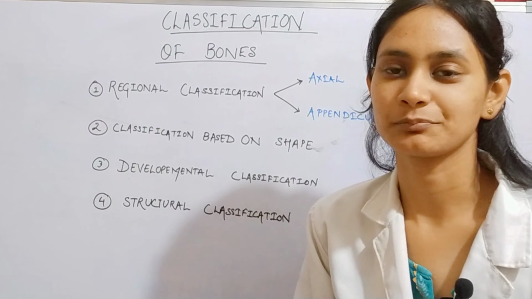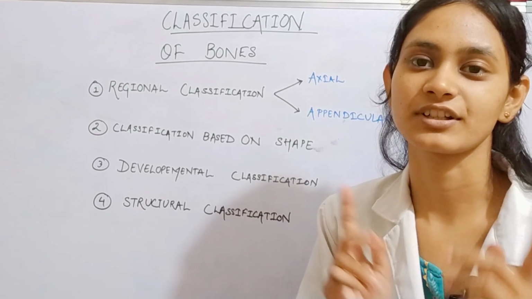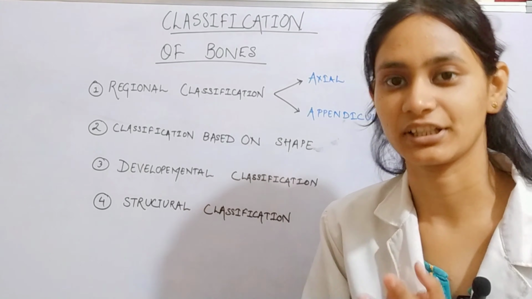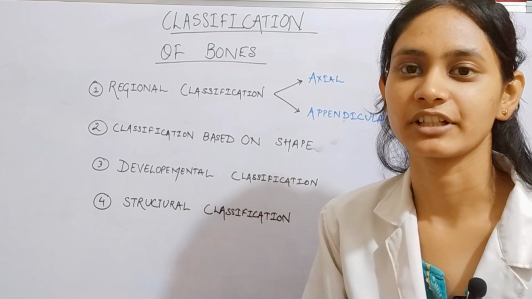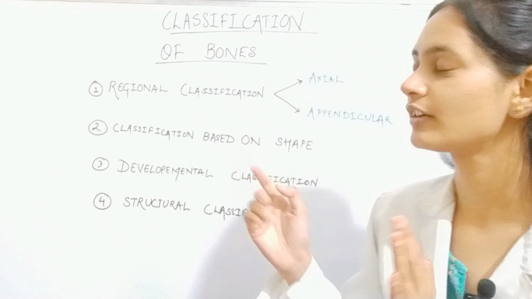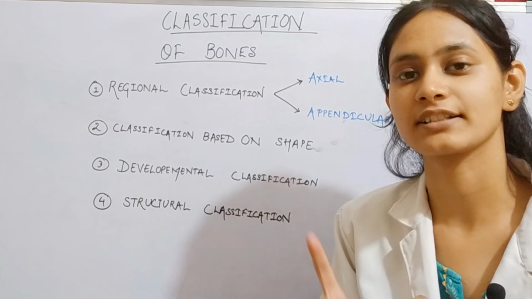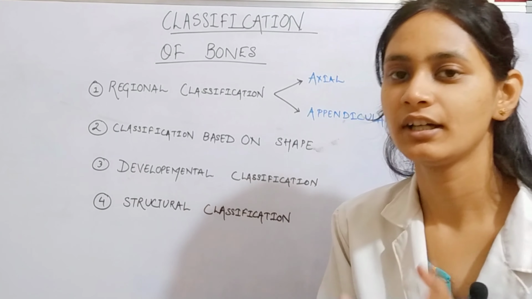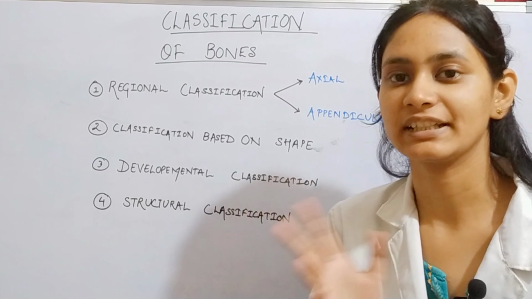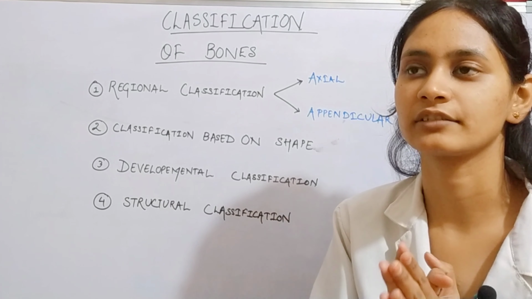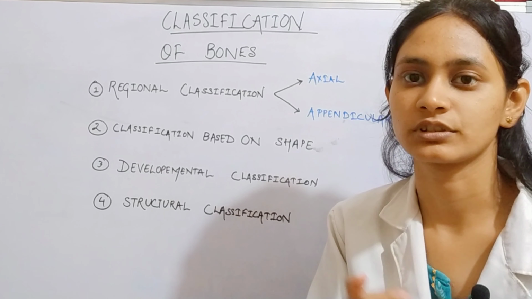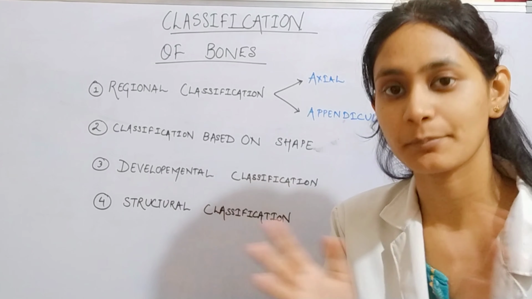Hello everyone. So we have completed our two lectures, first on the axial skeleton and then on the appendicular skeleton. Now we are covering classification of bones. We have already done the classification that is in axial and appendicular form. This actually makes your study a bit easier whenever we are going to learn about clavicle, scapula, that is, separate bones.